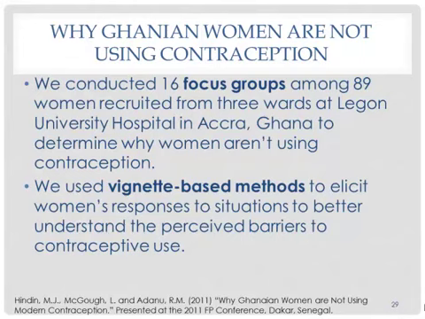So we conducted 16 focus groups among 89 women in Accra, the capital. And what we did was we used vignette-based methods to elicit women's responses to situations to better understand why they thought contraceptive use was a problem or what problems they thought were going on. We told them 3 different stories about 3 different women. We didn't ask them to respond about themselves, although what I've been finding lately in focus groups is that women and men tend to respond about themselves even when you tell them they don't have to. So that's another methodologic issue that has been very interesting.